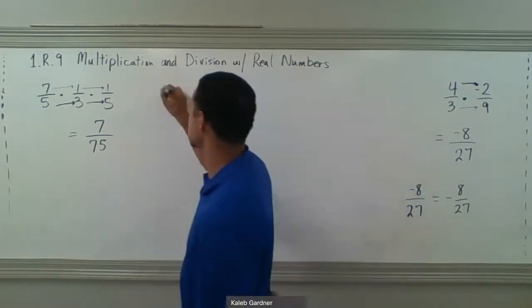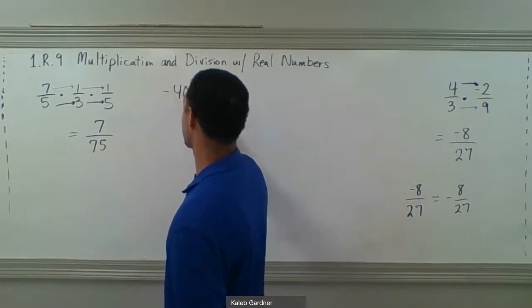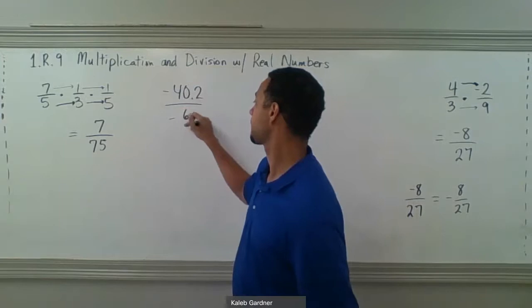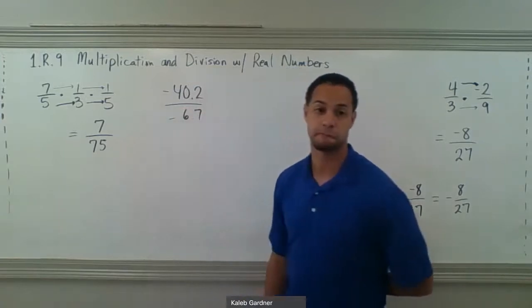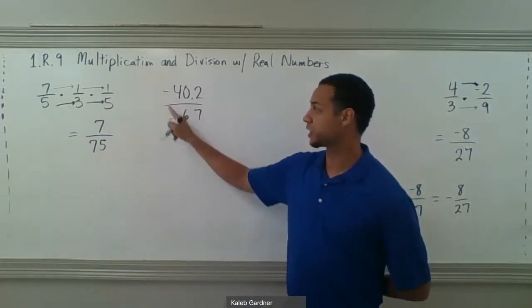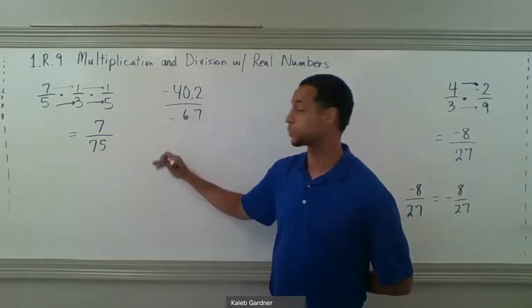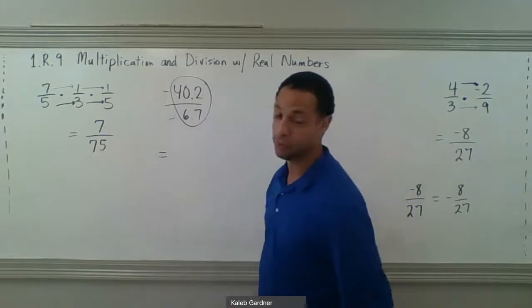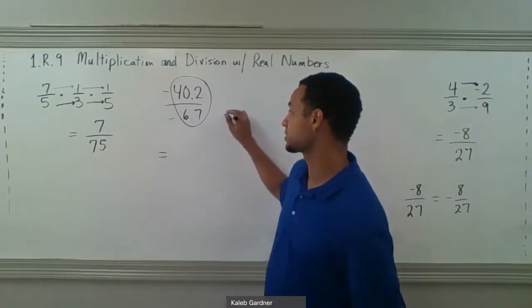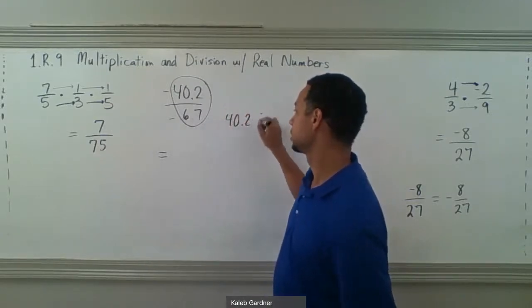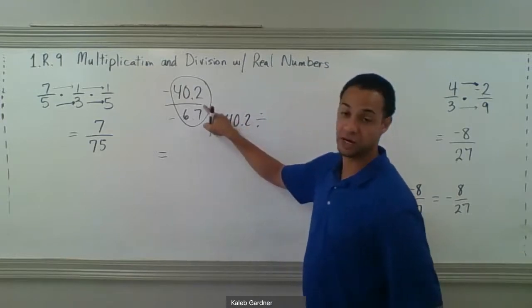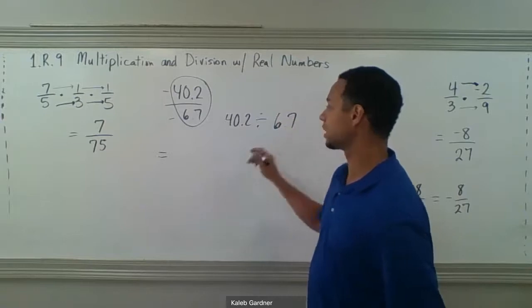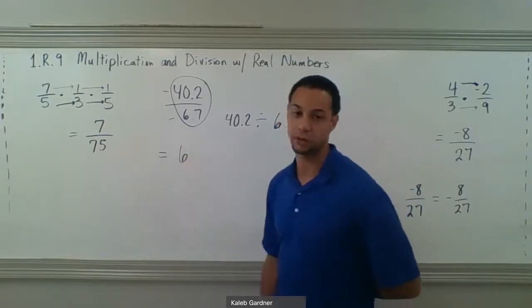What happens in this case? What's a negative divided by a negative? Positive. So we know our answer is going to be positive. Now I'm going to suggest that you just put that part in your calculator. Type it in like this: 40.2 divided by, because that's what a fraction means, 6.7. And if you do that, you'll get 6 for your final answer.